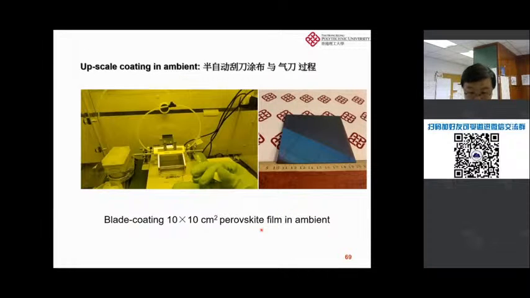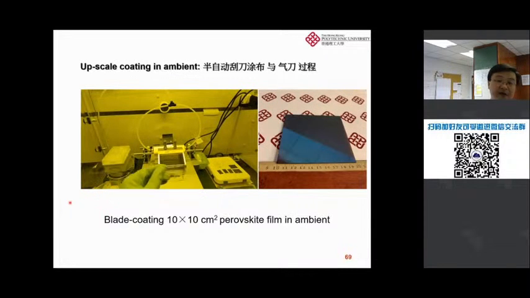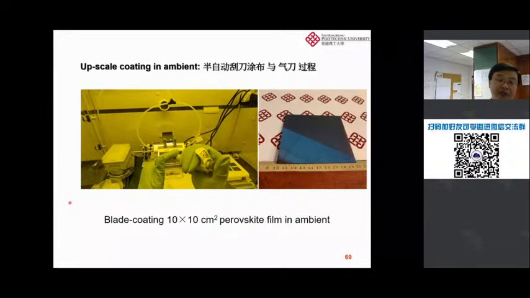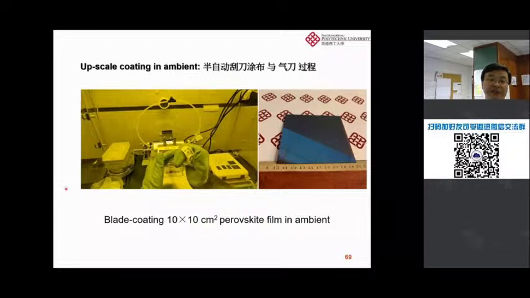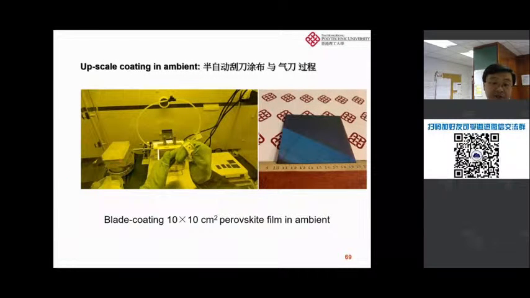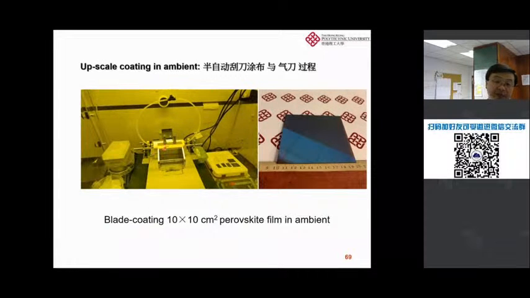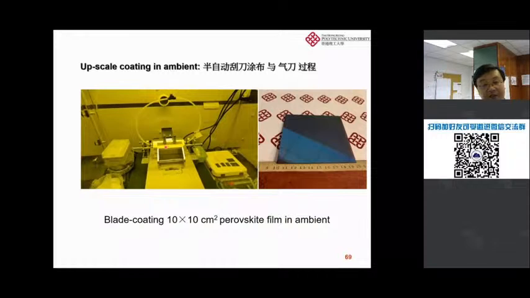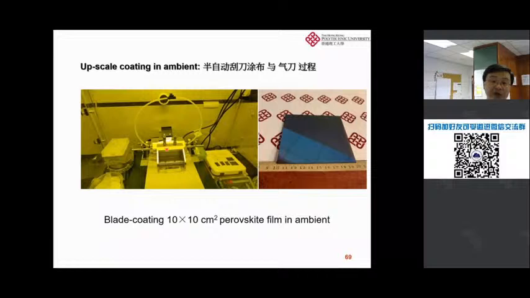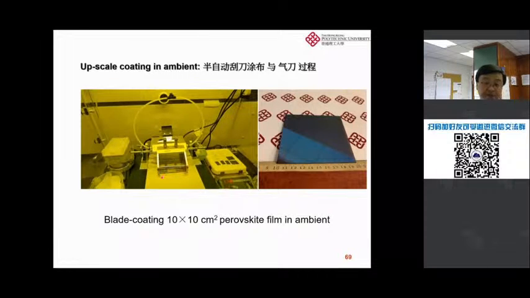Okay, let me just show you briefly for fun. Here is the ambient environment. Then how do we do a blade coating? That's a machine. That's the last slide. This part is an automatic drawdown machine, and we put this one as a blade and an air knife. This is the blade coating, and when we put the perovskite on, we let this one go to do the coating here.